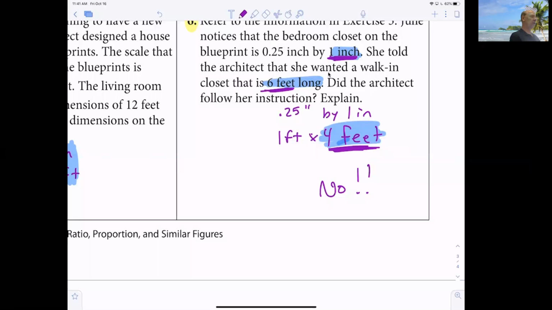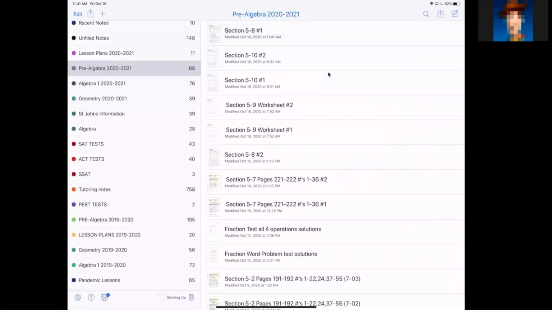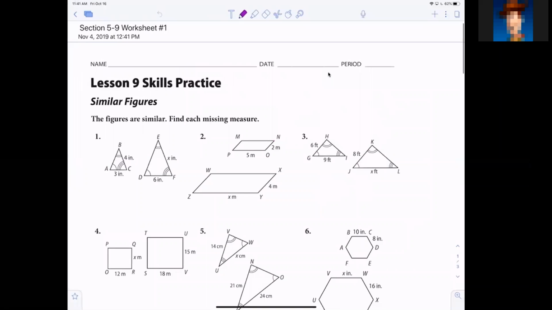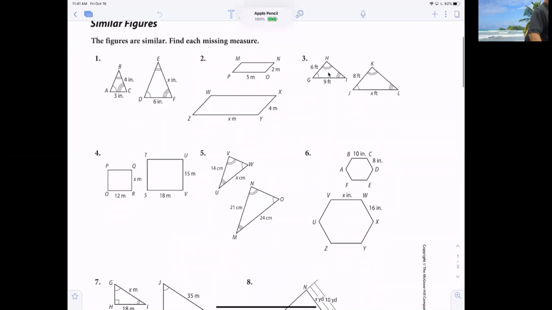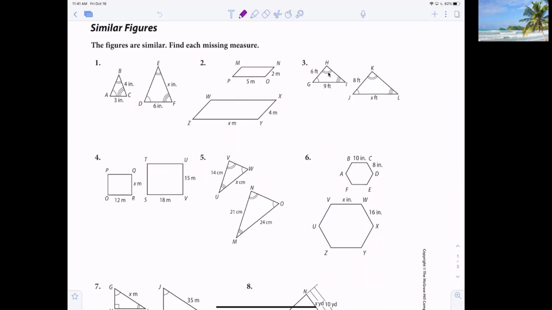What I want to do now is I want everybody to jump over to 5-9 now. All right. I'm going to shut the door. All right. Everybody look at 5-9.